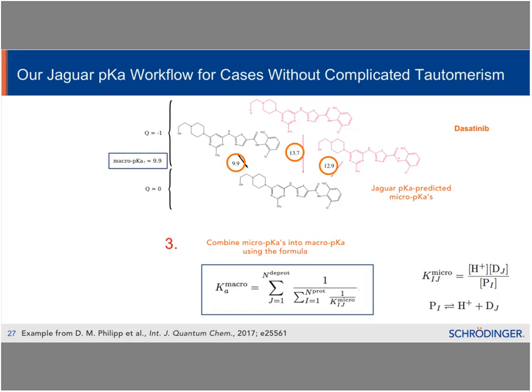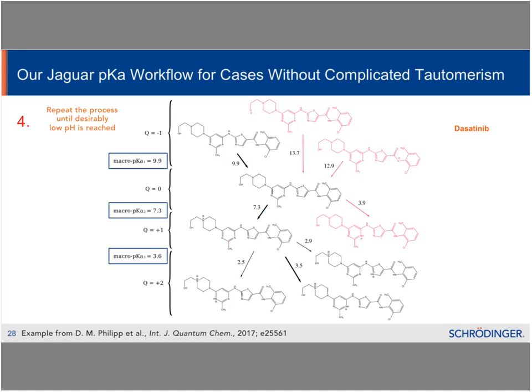You repeat this process until you get all the macro pKas in this calculation. So that's what we did here, and we computed macro pKas of 9.9, 7.3, and 3.6 for 3 pKa transitions. This agreed pretty well with the experimental numbers shown in the orange color.